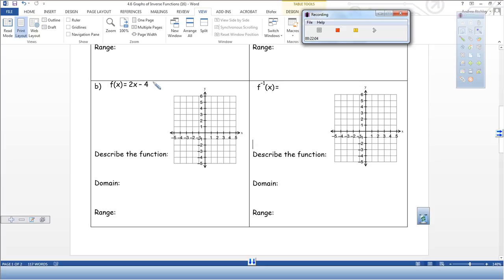Okay, so 2x minus 4. Let's start with linear or quadratic. Dustin, what is that? Linear. And how do you know it's linear? Because it's not squared. There's no squared variable, so it's going to form a line. Okay, so that's when we're working with y equals mx plus b. So you want to identify the slope and identify the y-intercept.